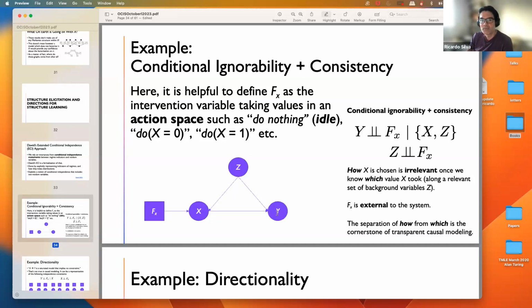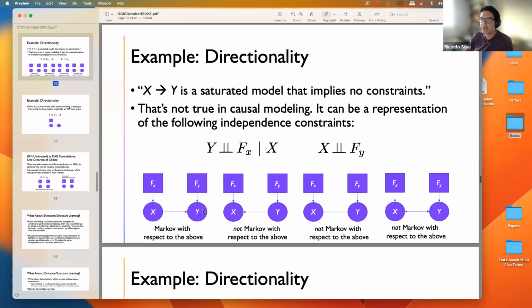You could have conditional dependence between treatment X and variable Y by just saying it's a conditional dependence statement between Y and this intervention, given X and Z. It's basically saying how X is chosen is relevant, that you want to know which value X took. So everything boils down to these statements. If you have directionality between X and Y, what is it? You have this conditional dependence between Y and intervention X. That is marginal dependence between these guys.